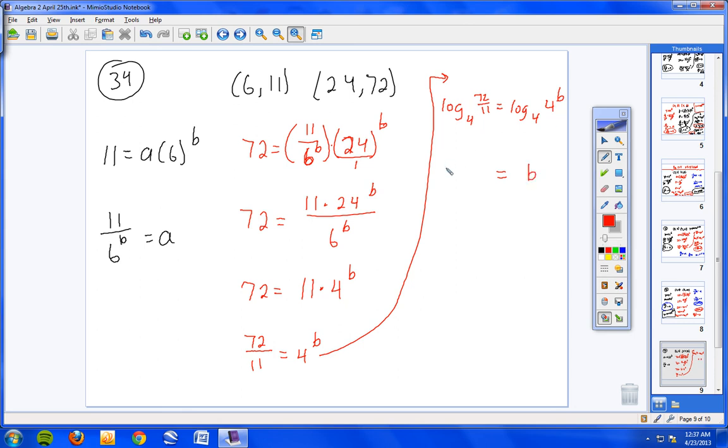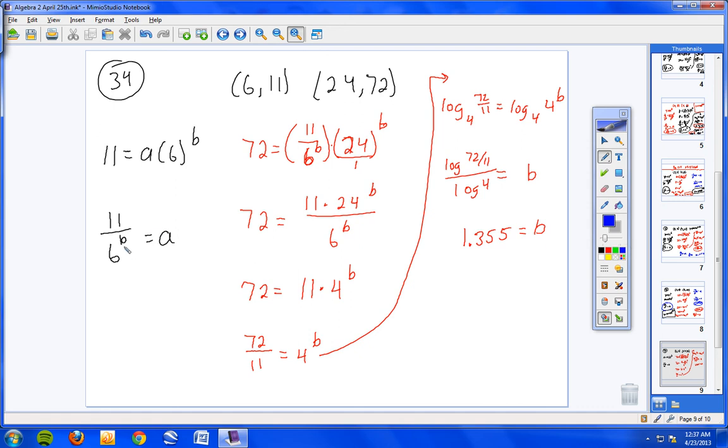And over here, this is a calculator problem. Log of 72 elevenths divided by the log of 4. Now remember, use parentheses. When you type in log of 72 divided by 11, then close the parentheses, and then divide by log of 4, and you will get 1.355. So 1.355 equals b.